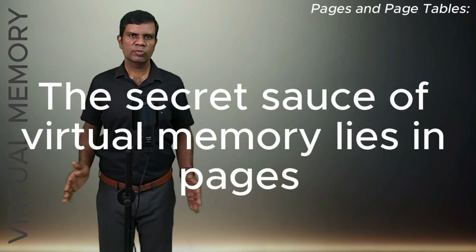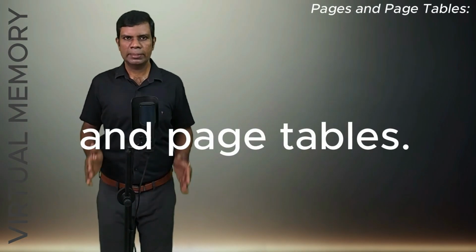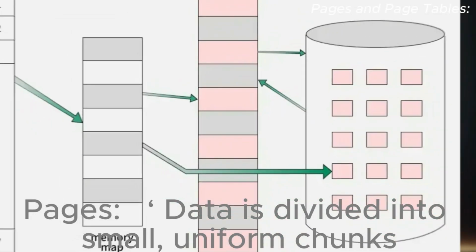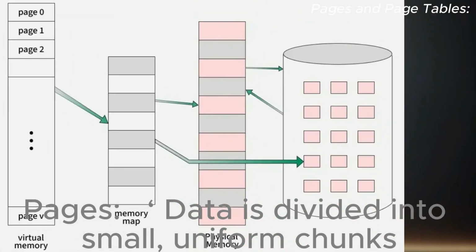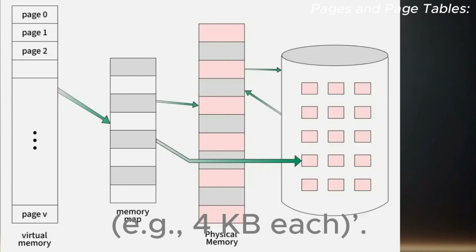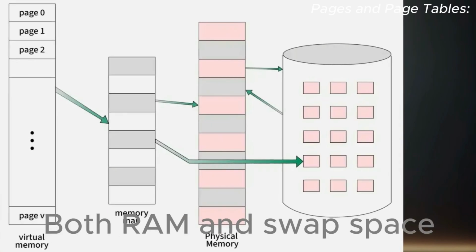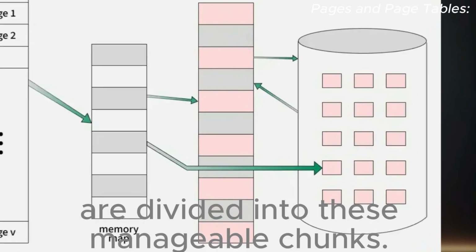Pages and page tables. The secret sauce of virtual memory lies in pages and page tables. Pages. Data is divided into small uniform chunks, for example 4 KB each. Both RAM and swap space are divided into these manageable chunks.